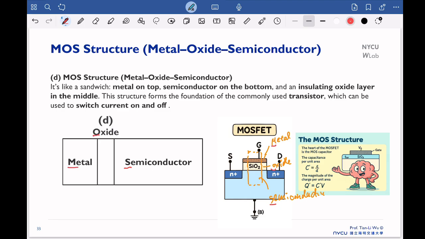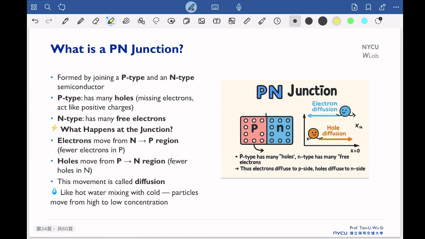So this is the foundation of the transistor, which can be used for switching the current on and off, and we will also talk about this a little bit later. So let's just pick up the two most important ones. One is the PN junction, and one is the MOSFET, and just look at some more details.